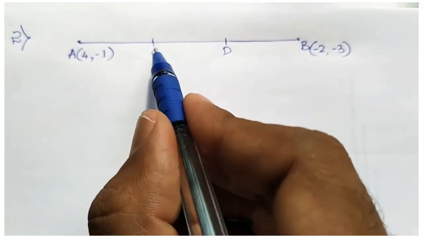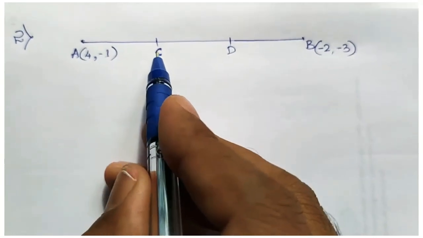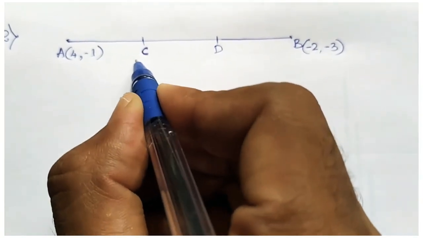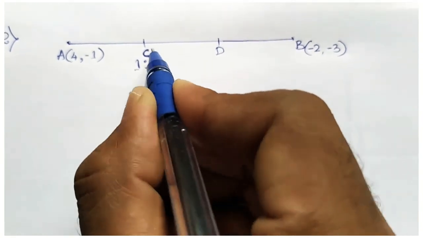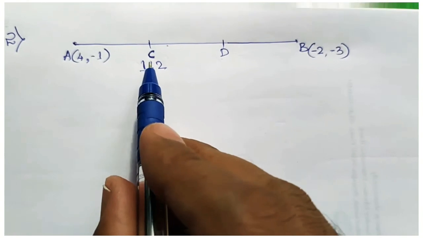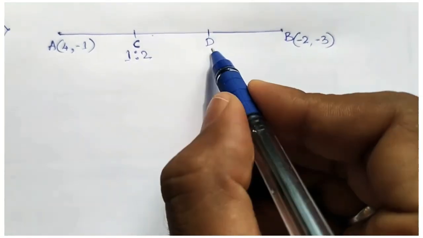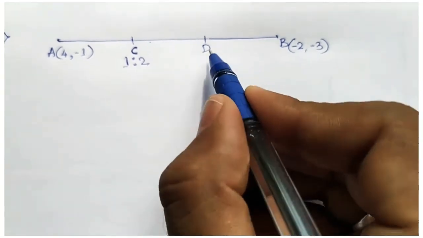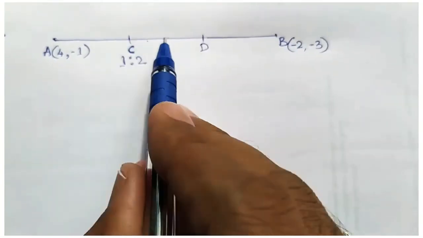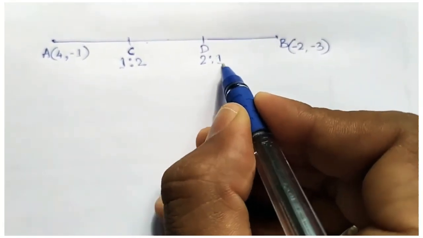So for the point C, you just observe on the right side how many parts? 1 part. So it means the ratio is 1:2. So the point C is dividing the line segment in the ratio 1:2. Similarly, D is dividing the line segment in how many ratios? Here 2 and this side 1, 2:1.